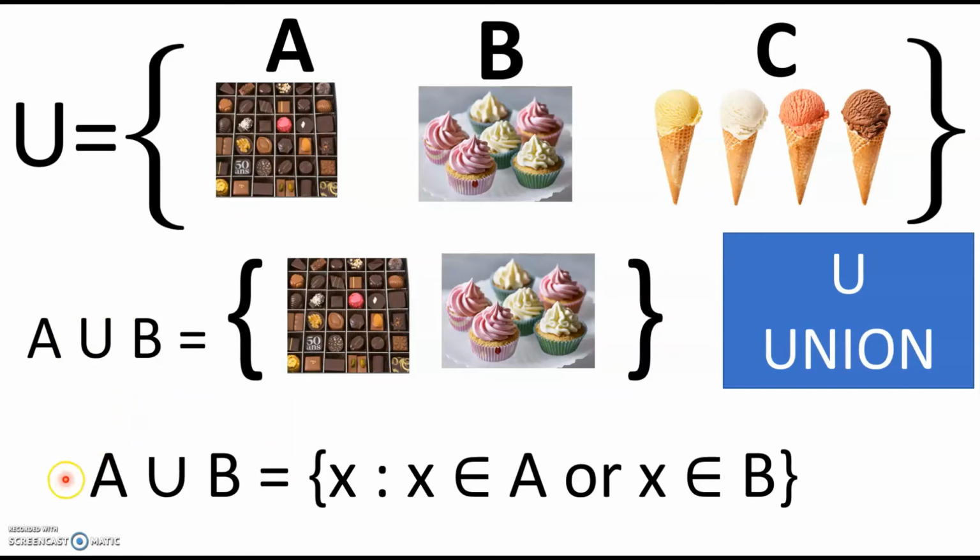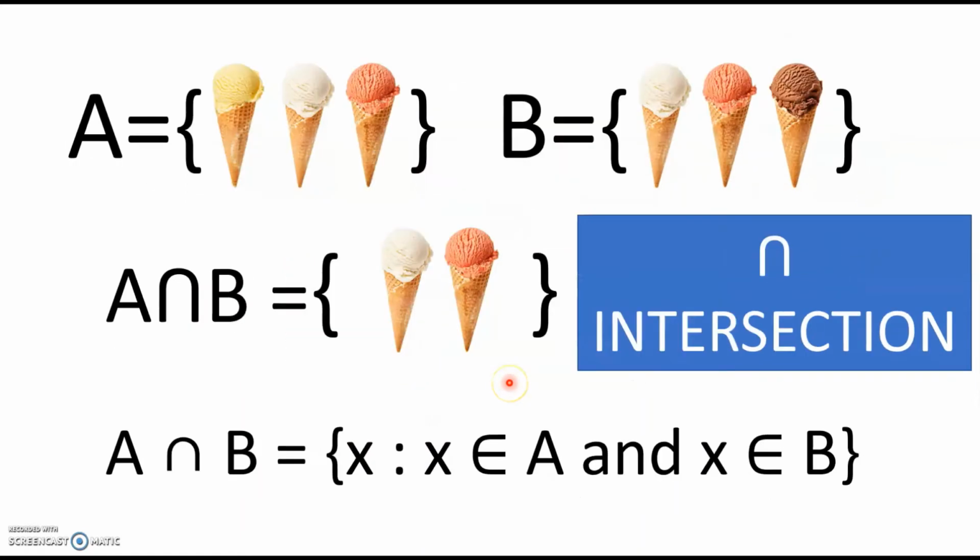And in set theory, we can write it as A union B is equal to the set of x such that x belongs to A or x belongs to B. So kindly note, I put an OR, which means x should belong to A or x can belong to B. So all the elements will be put together.